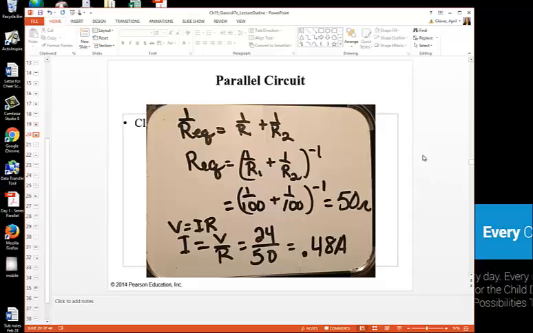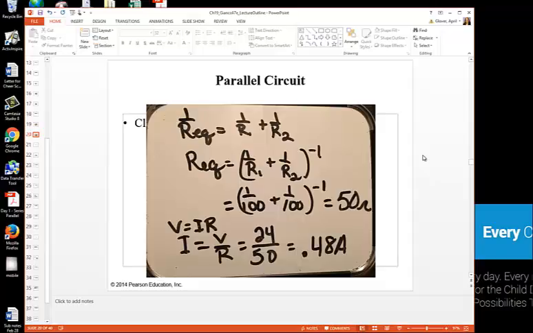So remember, in parallel, as you're adding in those separate pieces, your overall resistance is going to decrease. Since your resistance is lower, that means your current is going to be greater. So if you want the electrons to move faster, put them in parallel as opposed to series.